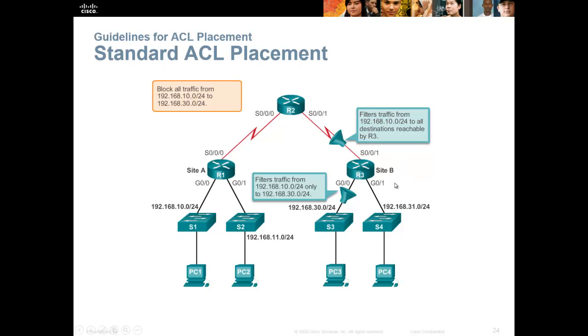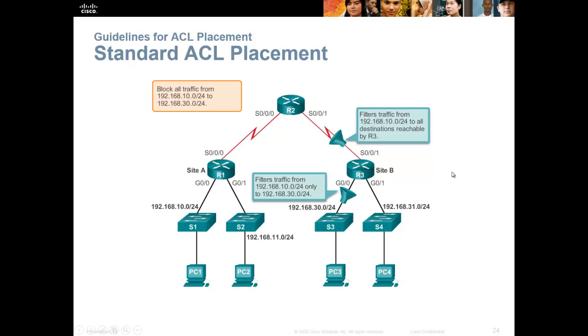So in this case, I can either put it inbound on R3 or outbound on R3. But if you put it inbound on R3, it would also block traffic from the 10 network to the 31 network. You don't want that. So remember, closest to the destination. You want to block it outgoing on R3. That way, if PC1 is going to PC4, which is allowed, it would hit R3, go to the exit interface G1, and be allowed to go through. So remember, standard goes closest to the destination. Otherwise, you'll restrict traffic that you're not trying to restrict.